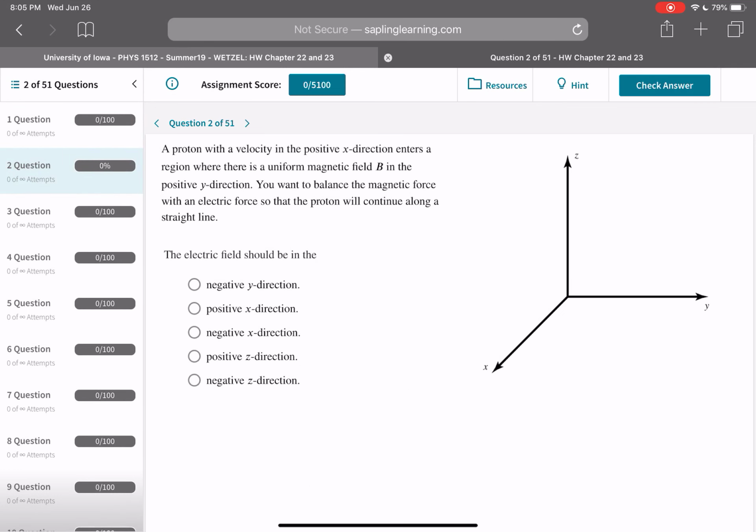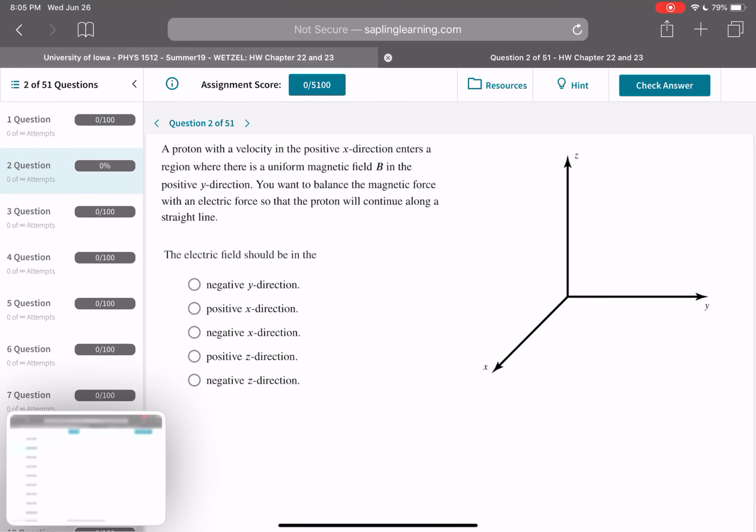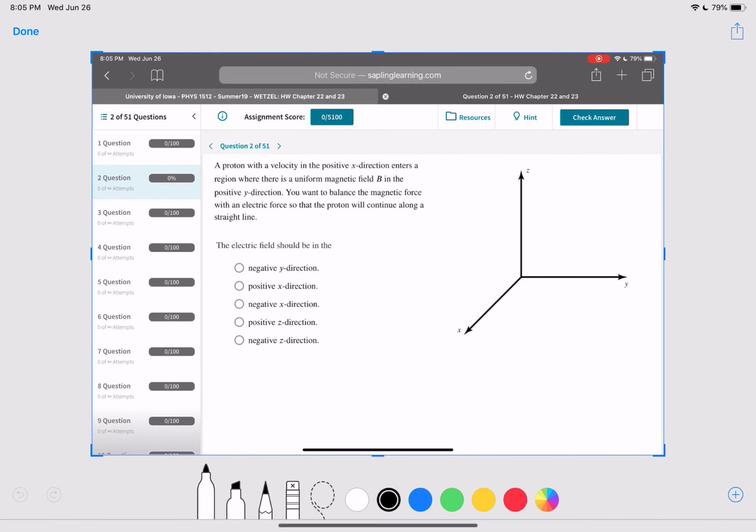A proton with velocity in the positive x direction enters a region where there's a uniform magnetic field in the y direction. You want to balance the magnetic force with an electric force so that the proton will continue along a straight line. Okay, so we've got a proton that's moving in the positive x direction. So it's moving this way. And it enters the region where there's a uniform magnetic field in the positive y direction. So we've got a magnetic field which is going this way in the y direction.